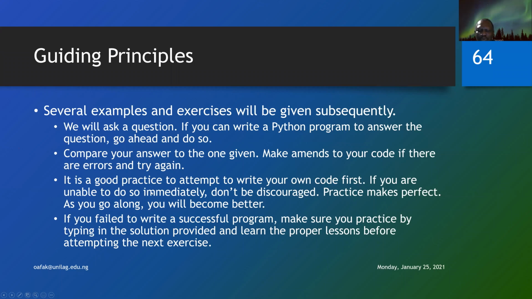It's a good practice to attempt to write your own code first. If you are unable to do so immediately, don't be discouraged. Practice makes perfect. You can copy our code and practice it, and then write your own code after. So after some time, you'll be able to write your own code first. If you fail to write a successful program, make sure you practice by typing in the solution provided and learn the proper lessons before attempting the next exercise.